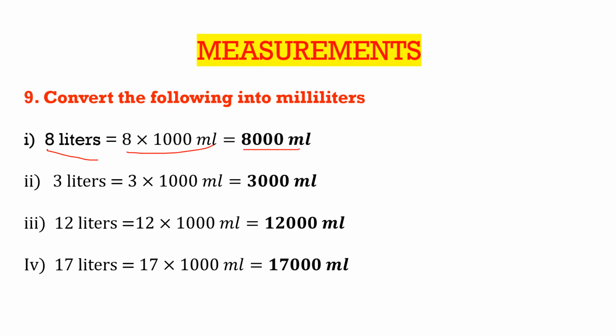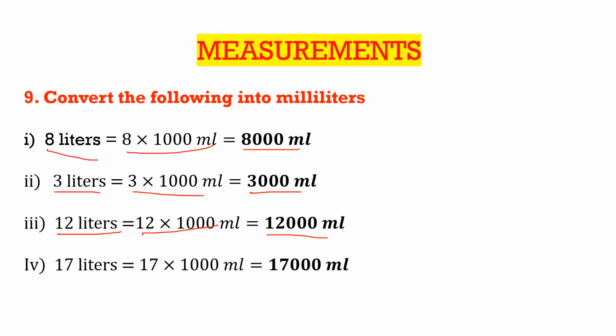Second bit is 3 liters. We have to convert 3 liter into milliliter. 3 multiplied by 1000 ml equal to 3000 ml. So 3 liters equal to 3000 milliliter. Now third bit is 12 liters. We have to convert 12 liters into milliliters. You know 1 liter is 1000 milliliter. 12 multiplied by 1000 milliliter, so we get 12,000 milliliter. 12 liter equal to 12,000 milliliter.